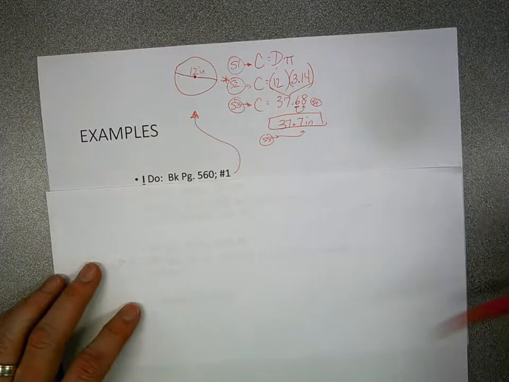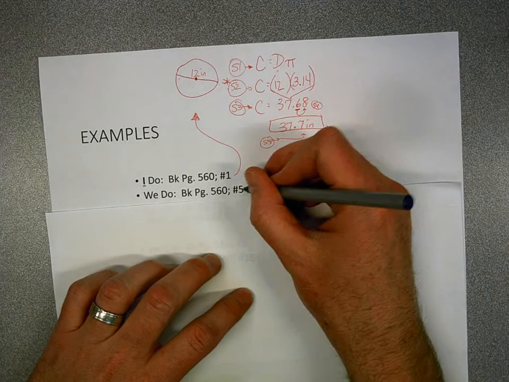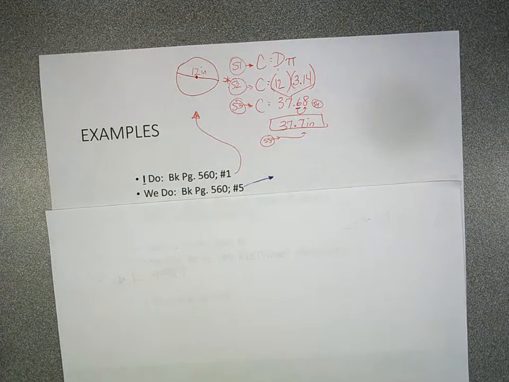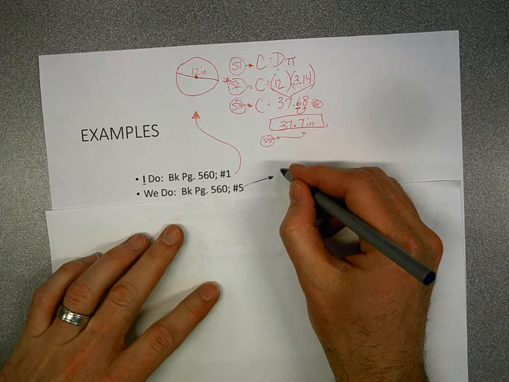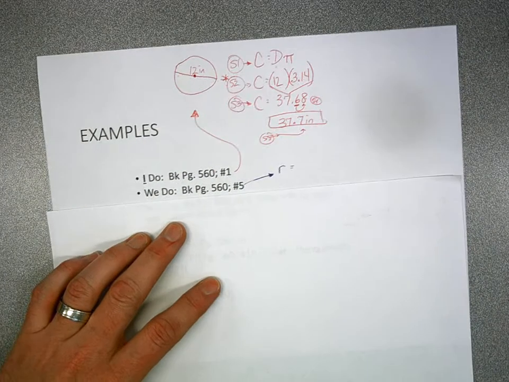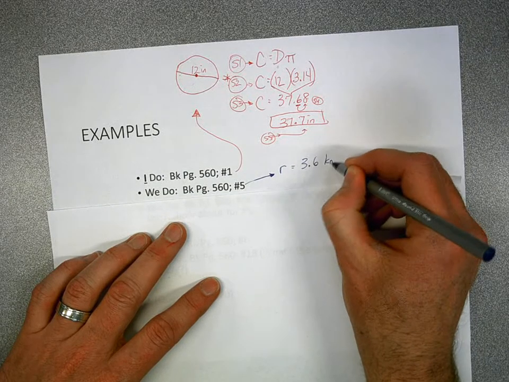Okay, now let's take a look at page 560 and together do problem number 5. Here's all it gives us. Same directions, but it says that the radius is equal to 3 and 6/10 kilometers.